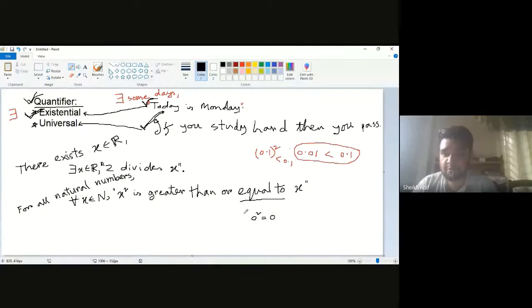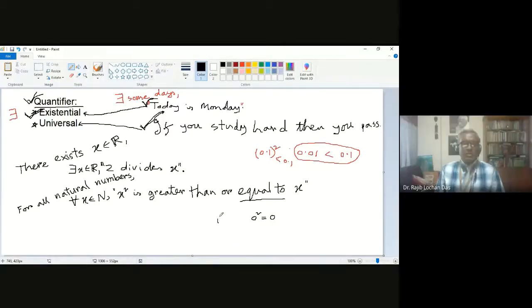1 square is also equal to 1, so it is not greater than 1. So I have to write equal. So greater than or equal to is correct for all numbers if the number is a natural number. So you can use the universal quantifier, and the symbol is this. So these are the two examples of quantifier. That's it. Is that okay? Do you have the concept now?